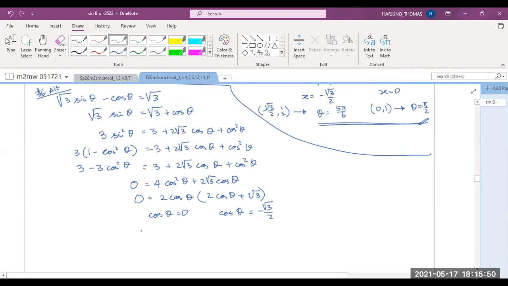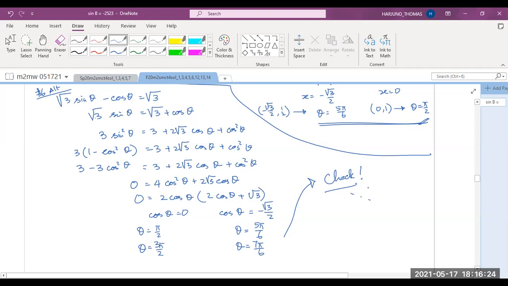Cosine theta is 0 when theta equals pi over 2 or 3 pi over 2, right? While cosine theta is negative radical 3 over 2 means theta is in quadrant 2 or quadrant 3. So 5 pi over 6, 7 pi over 6. Now the thing is we need to check which works. Okay, you need to show the check though.